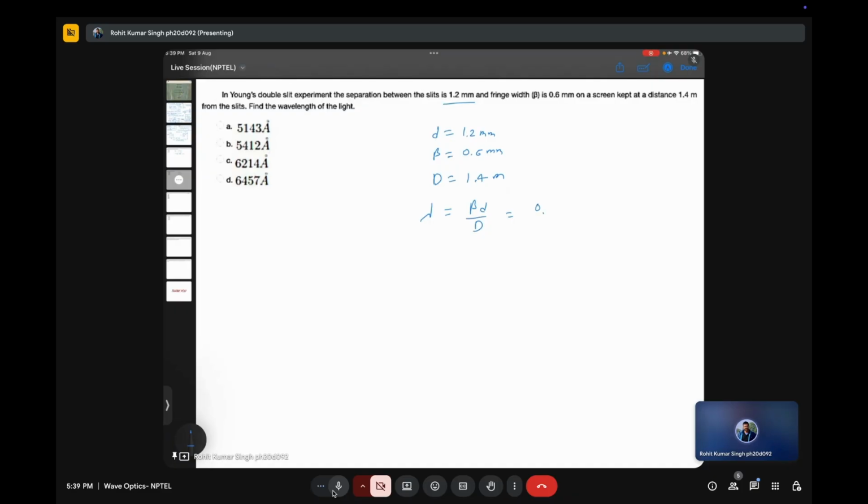72 into 10 to the power minus 2 mm square is 10 to the power minus 6 in meters, 1.4, right? 1.4 meters. So it will give you 14 into 10 to the power minus 1. So you have 72. B option, I think.